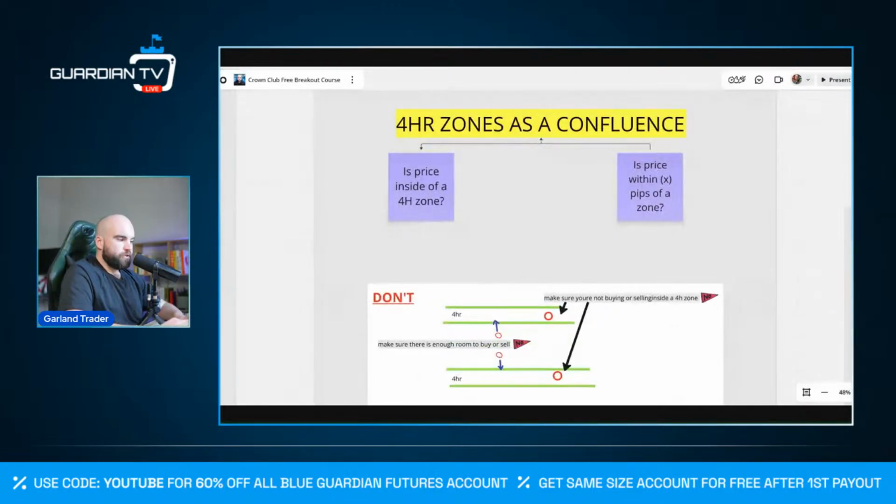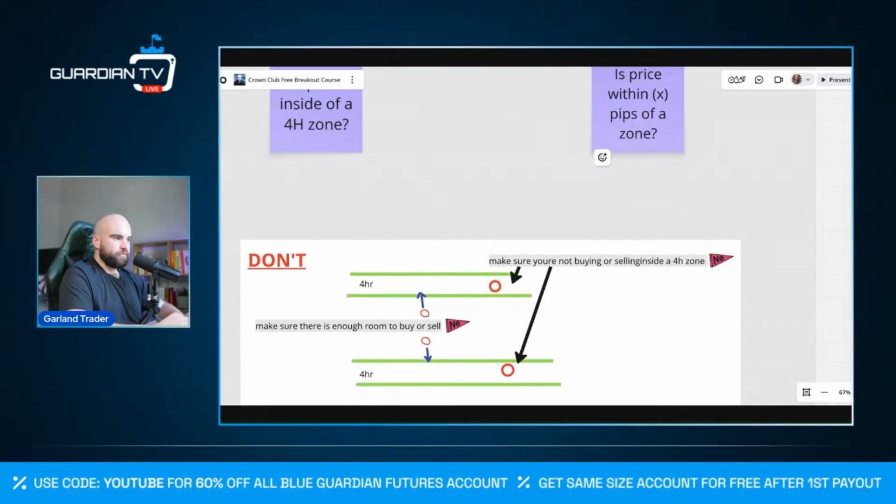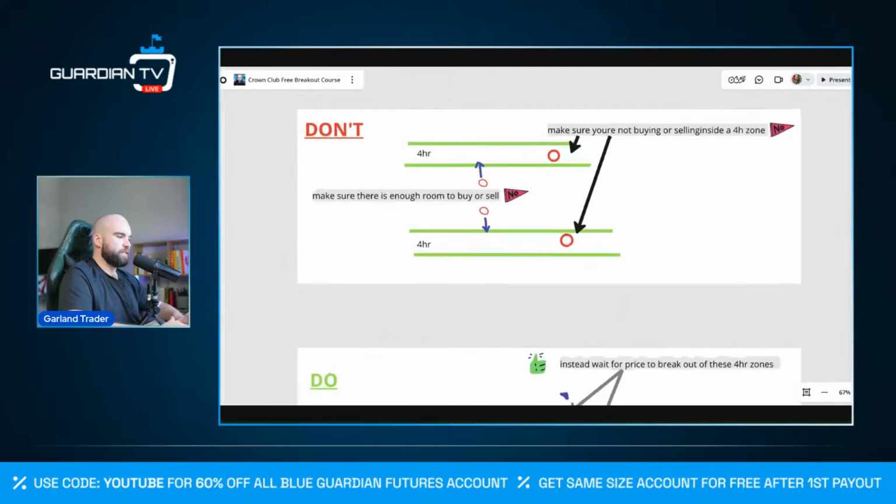is important. Okay, we ask ourselves two questions: is price inside of a 4-hour zone, or is price within the amount of points that your stop loss is of a zone? Okay. So if you have a 20-point stop loss, you want to make sure that there's enough room to get in and out of that trade, at least at 1-to-1, right? So let's look at a diagram here.